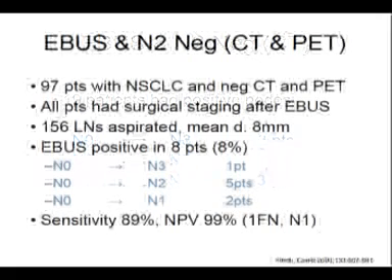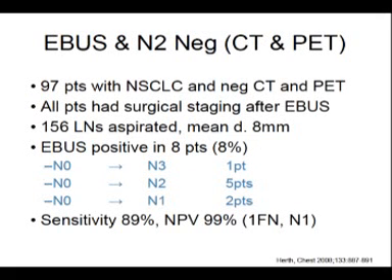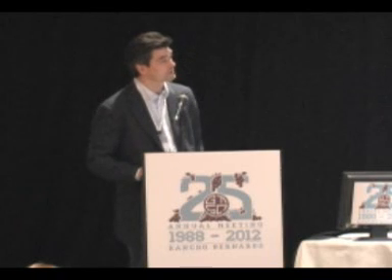Now, of course, most people get PET scans, so they repeated this study, now looking at patients who had negative CT scans and negative PET scans for mediastinal nodes. And again, EBUS was found to upstage a significant number of patients, about 6%, which is about what we'd expect if we did mediastinoscopy on this same group of patients.